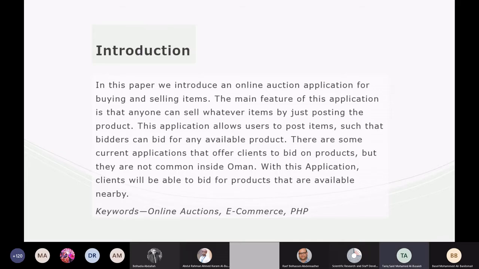Of course, there are some current applications that offer clients to bid on products, like eBay, Mazad, and other online auctioning websites, but they are not very common in Oman. So this application will be available in the region for everyone to be able to sell and post their products. The keywords are online auction, e-commerce, and PHP, which is the language used to develop this application.